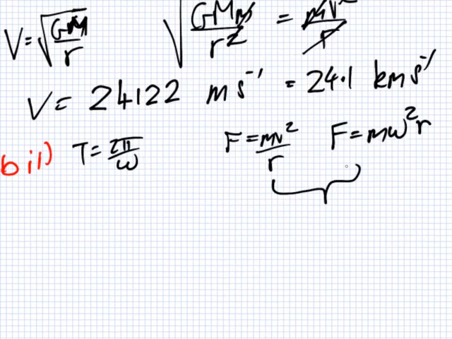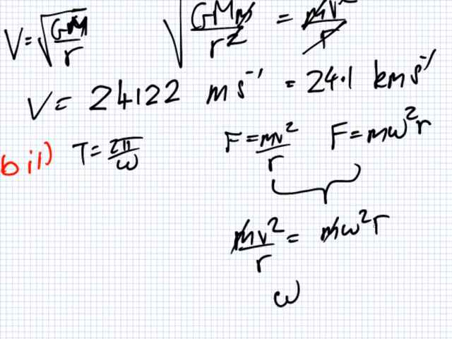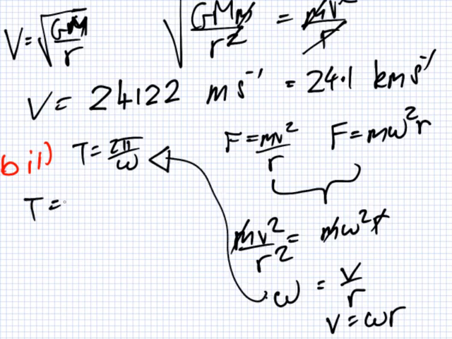So I can put these together and get mv squared over R equals m omega squared R. So that means the m cancels... Oh, what am I doing? It's just V over R. That's a formula I forgot. Omega is V over R, because the formula is V equals omega R. Well anyway, I just proved the formula. So we can put that back in here, and we get T is 2 pi over V over R, so that would be 2 pi R over V.